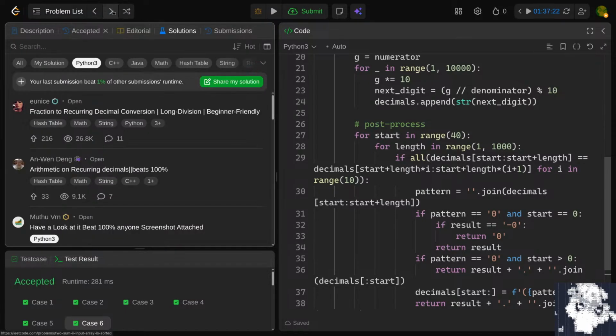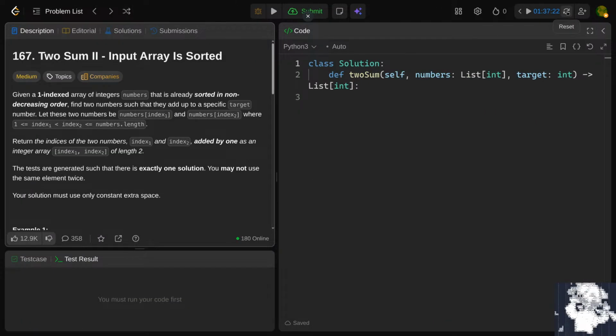Okay, next problem. Number 167, Two Sum II, input array is sorted, medium. Given a one-indexed array of integers numbers that is already sorted in non-decreasing order, find two numbers such that they add up to a specific target number. Let these two numbers be numbers at index 1 and numbers at index 2, where 1 is less than or equal to index 1, is less than index 2, is less than or equal to numbers.length.